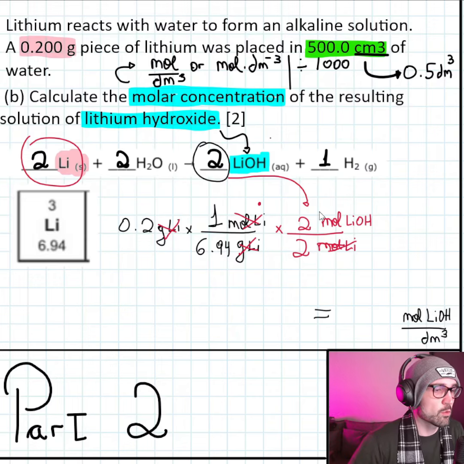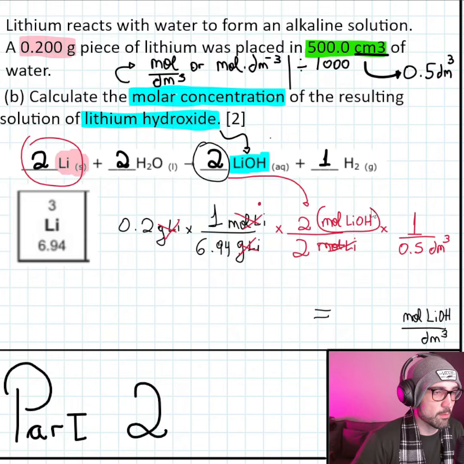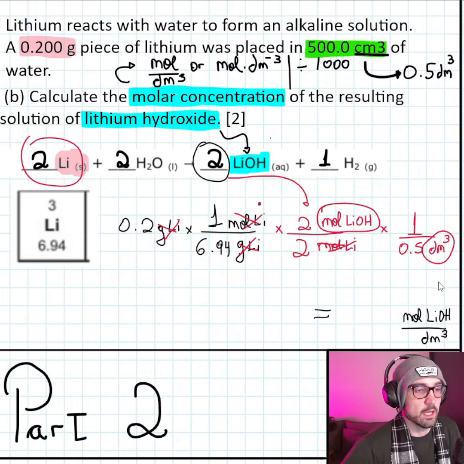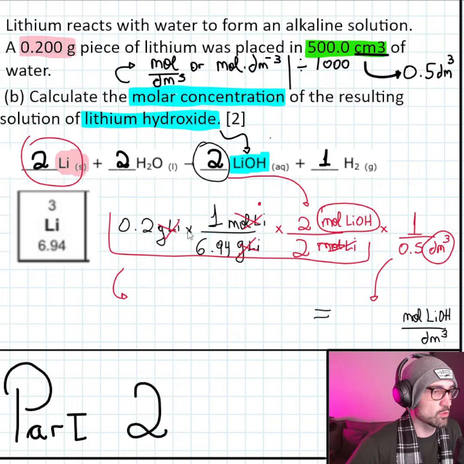If we stop here, we're going to be left with moles of lithium. So we have 2 choices. We can either stop here and then add the liters, or we can add 1 over half a liter. Now you're going to be left with moles of lithium hydroxide in the numerator and liters in the denominator. 0.2 times 1 times 2 divided by 6.94.